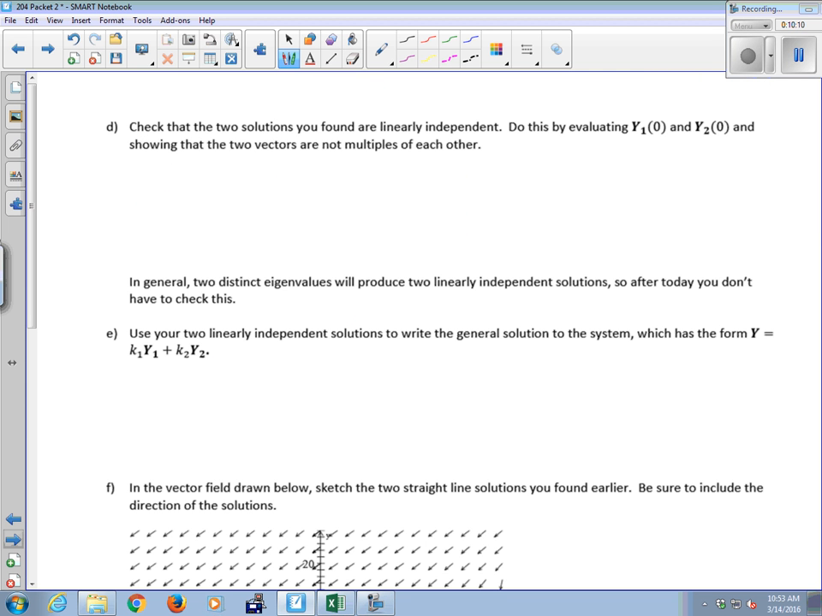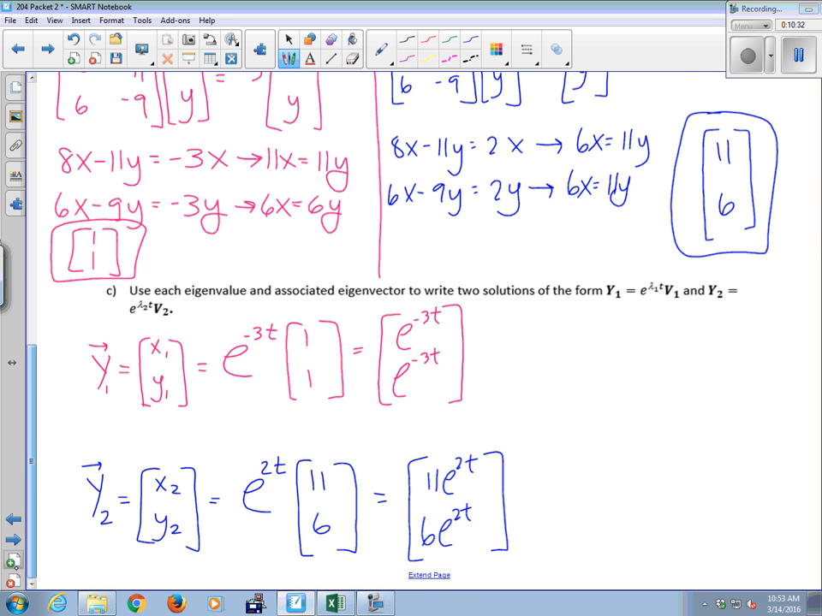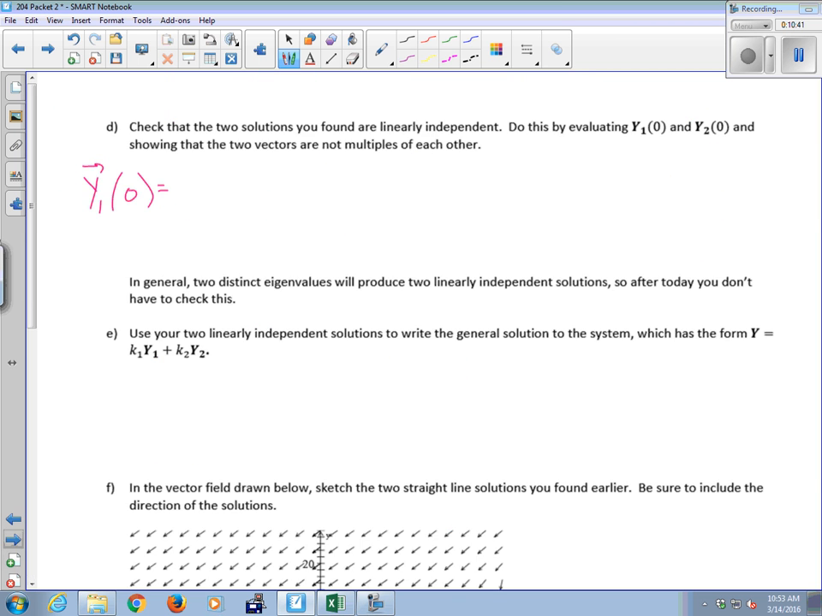All right, so I want to check that those two solutions are linearly independent. That just means plug 0 into both of them and make sure the resulting vectors are linearly independent, so not multiples of each other. So I just need to know y1 of 0. So if I go back here to y1, make my t's zeros, and I get 1, 1. In y2, if I make my t's zeros, I get 11, 6. So I have 1, 1, and 11, 6.